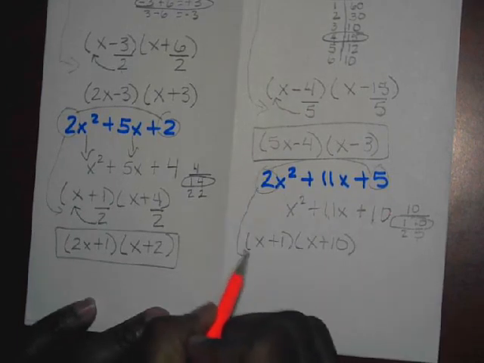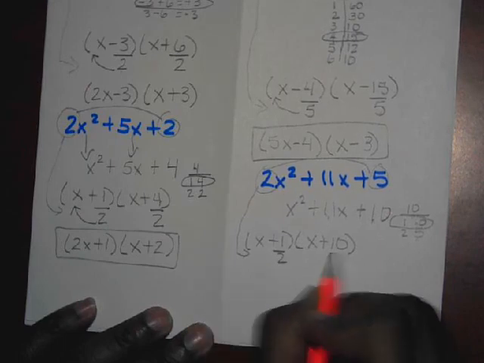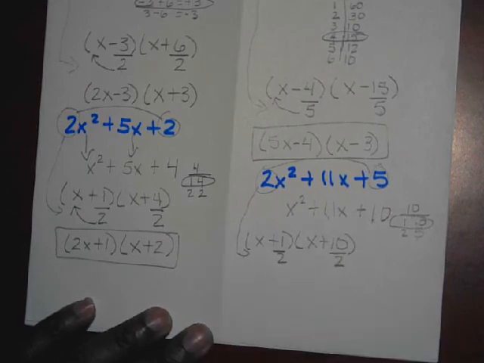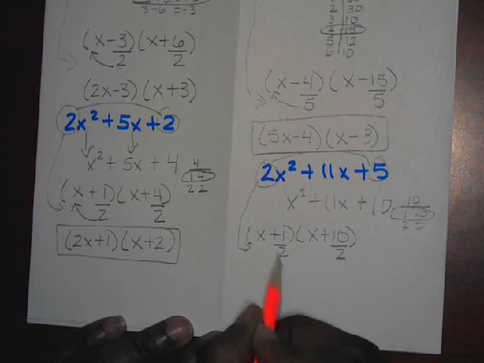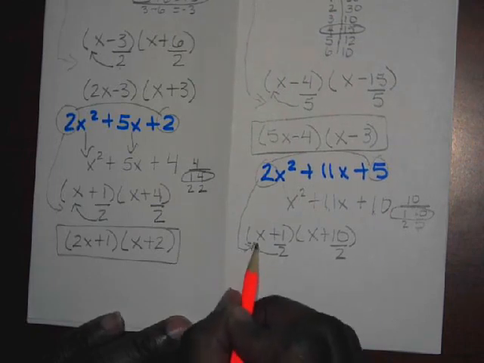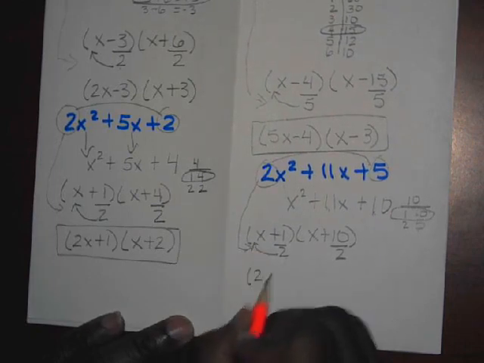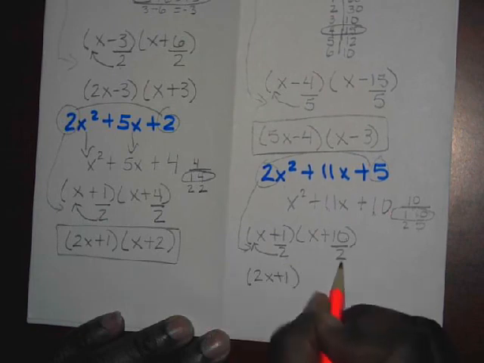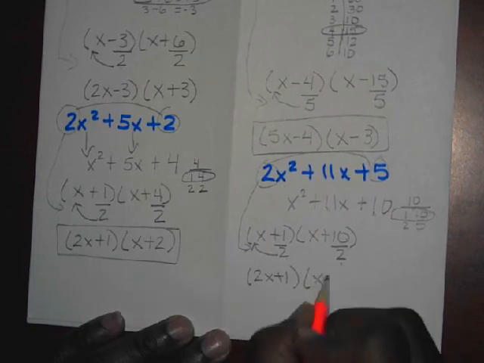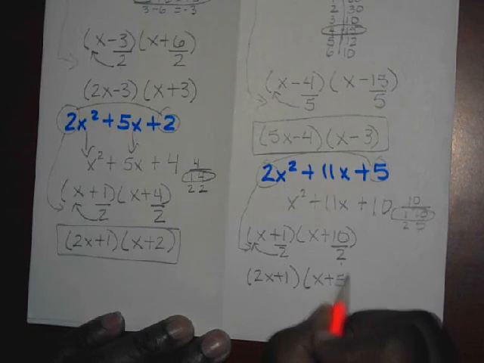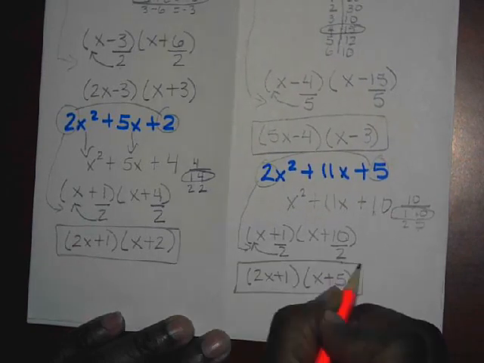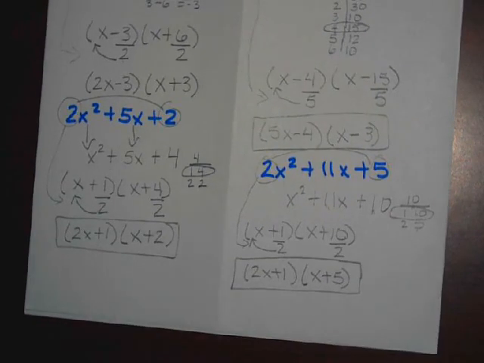Slide that 2 on down. Divide by 2. Divide by 2. Simplify my fractions. This won't simplify, so it slides to the front. This will simplify, so I have x plus 5. Bam. There's my answer. Whoop, whoop.